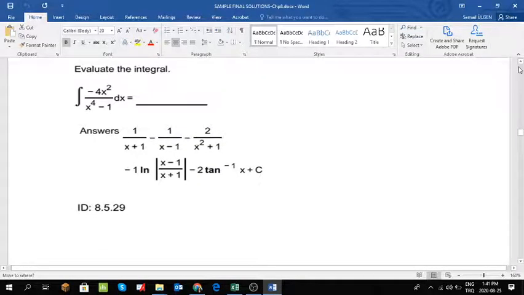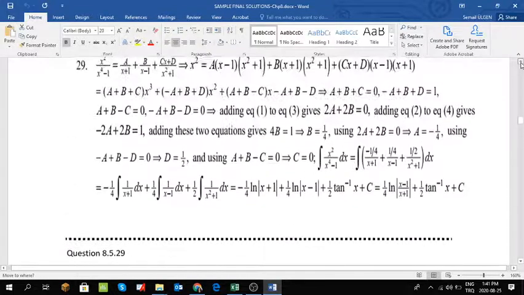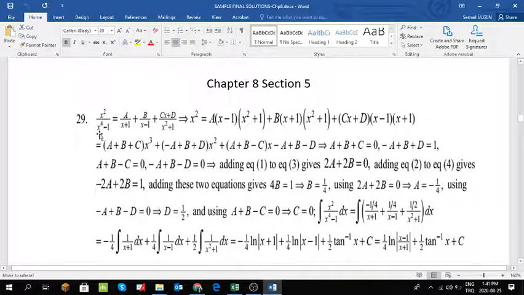Okay, now I'm going to give you a similar question here. Look how similar this is. x squared over x to the 4 minus 1. We are interested in finding the integral of this by using integration by partial fractions. First thing we do, x squared over x to the 4 minus 1, we are going to write A, B, Cx plus D over the terms.